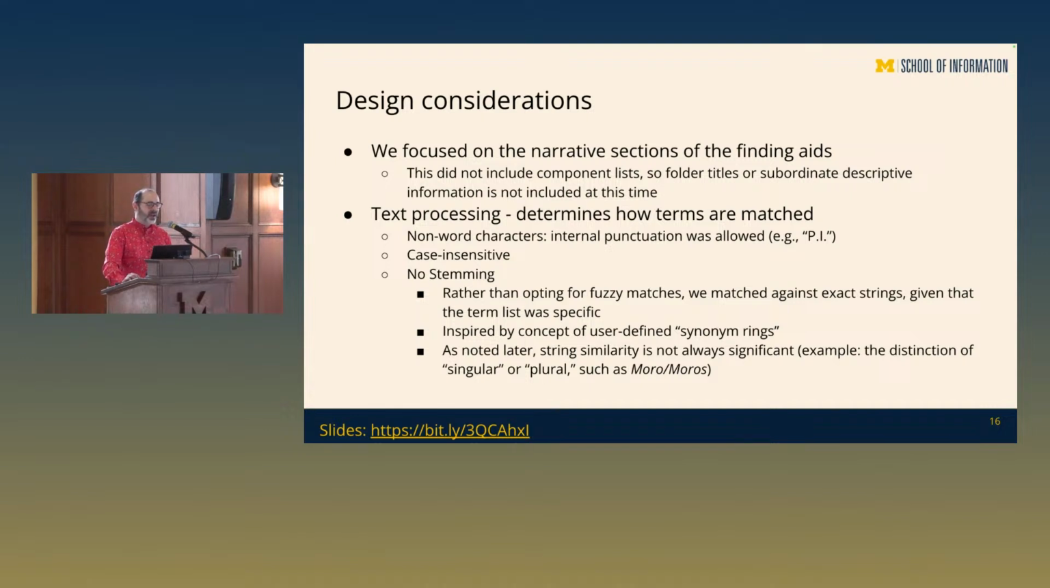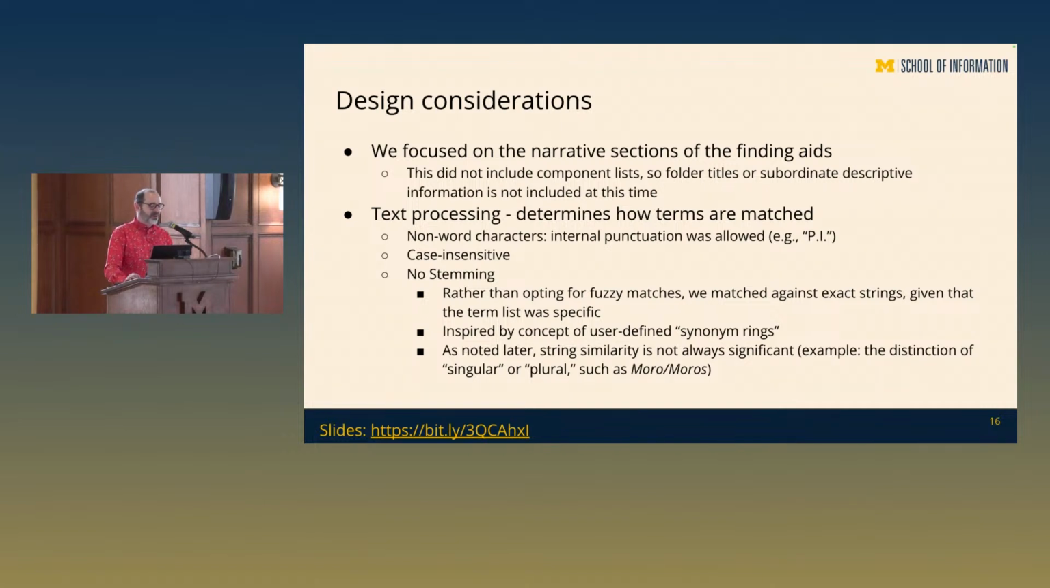Two more things to note about how we process the data. We focused on the narrative sections of the finding aids. So if you're familiar with finding aids, that means we were looking at the biohist note, scope and content, and subject terms. We weren't looking at folder titles. And we made some decisions based on those terms about how we did term matching.